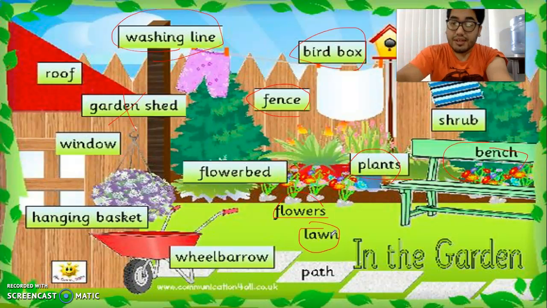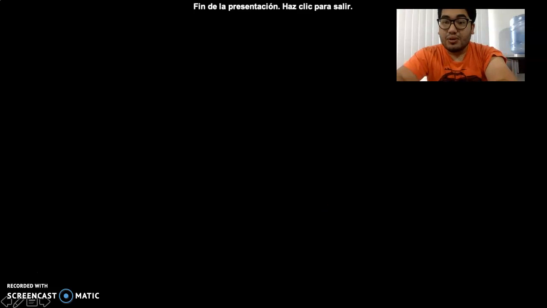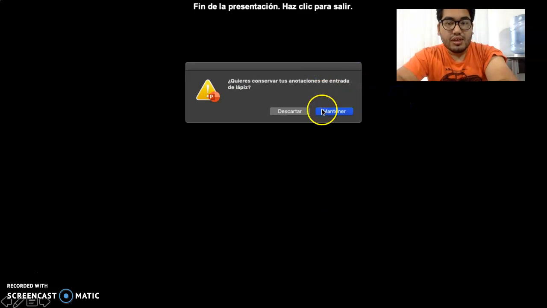Maybe you have a tree. I don't know. And the garden can be very, very big, very, very small. I actually don't have a garden in my house, but I would like to have a big garden. So that's all we're going to see today.